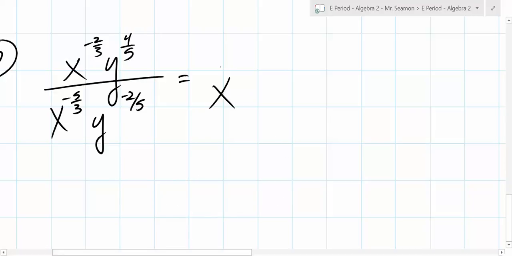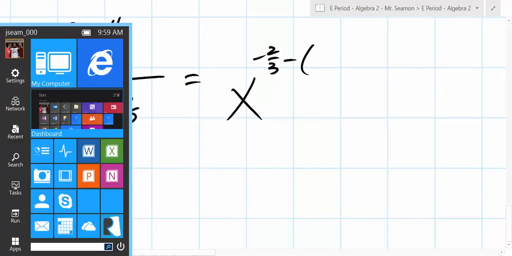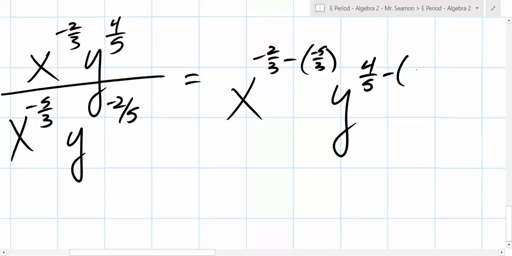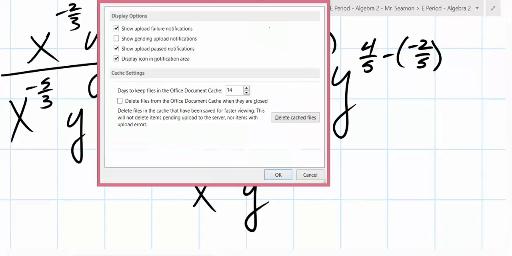You subtract them. So it's going to be x to the negative 2/3 minus what? Minus negative 5/3. Correct. You subtract again. And then you have y to the 4/5 minus what? Minus negative 2/3. Fifths. 2/5. Minus 5/3 equal to? It's equal to what? Well, this makes it 3/3. And then y to the what?